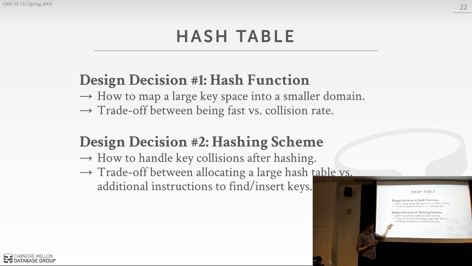And then the hashing scheme is going to tell us how we handle collisions after we've already hashed. After we hash and figure out where our data should be stored in memory, if we have collisions, how do we handle that? So again, we're going to go through both of these. And again, it's going to be a trade-off about how fast we can be in our hashing versus our collision rate. And then when we have a collision, do we pay extra instructions on inserts or pay extra instructions on lookup? I'm not saying one is better than another. Most companies, when we ask them, they just pick one and stick with it.